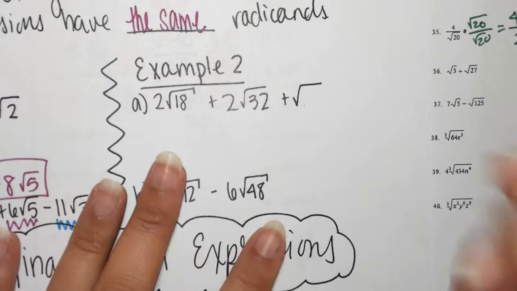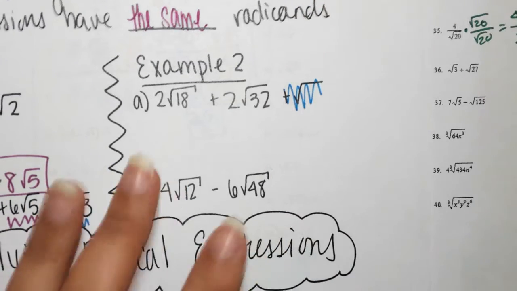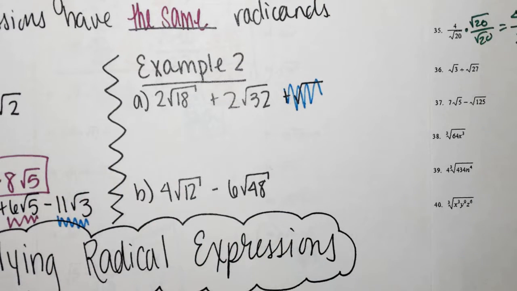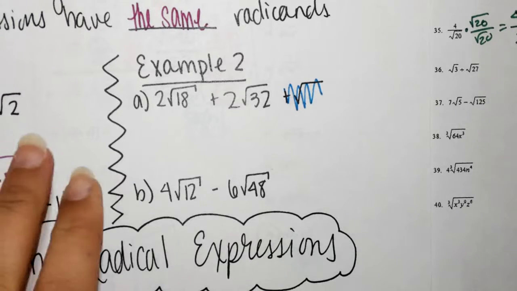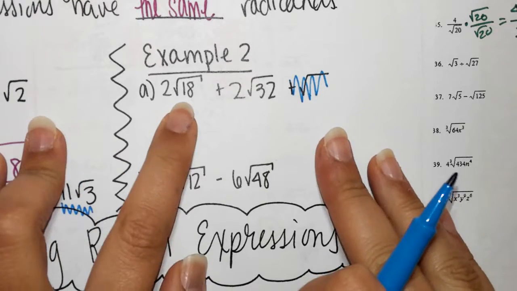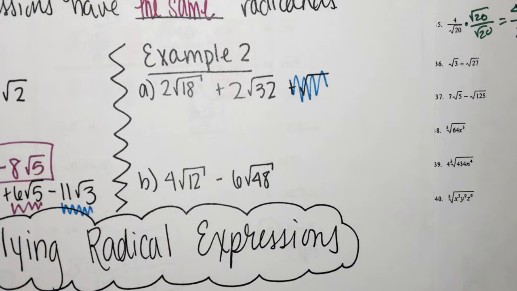Alright, example 2. Mark this out. Now, are either radicands the same? No. But can we simplify these? Yes, so let's break down 18 and 32. Can anybody tell me the biggest perfect square that goes into 18? And if you say 6, I'm going to give you push-ups.